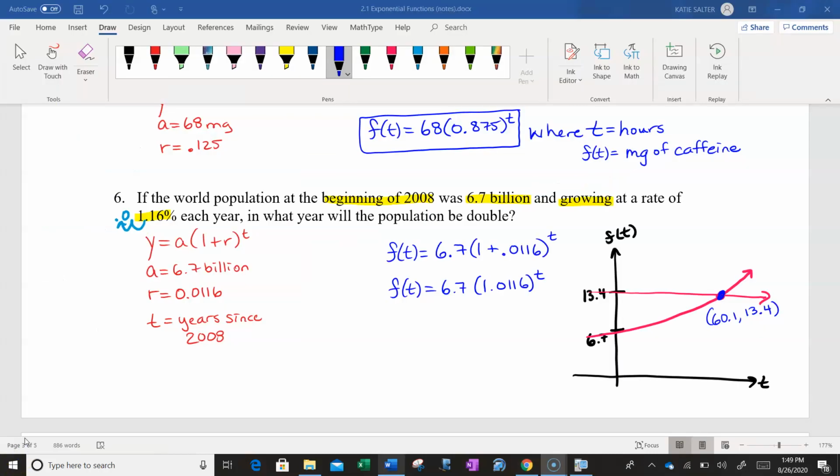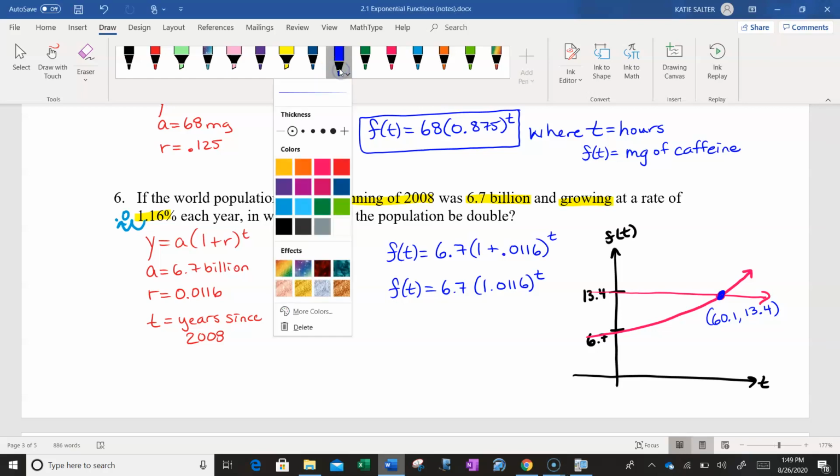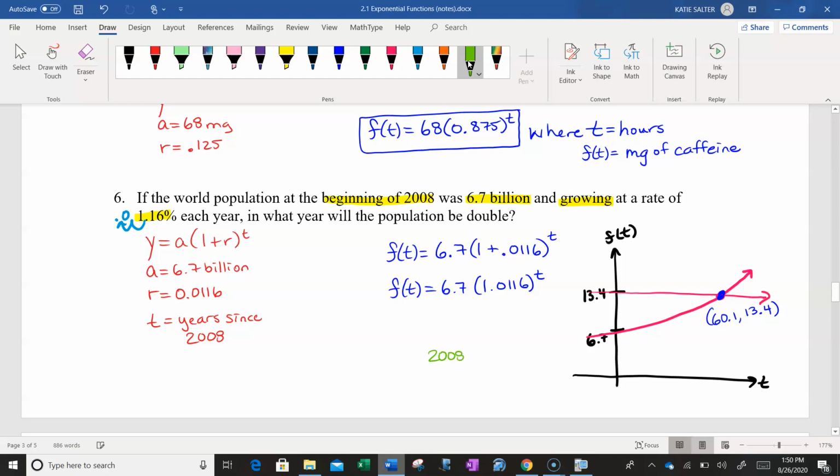Okay, so since this was the year 2008, to answer this part of the question, we're going to have to take 2008, add 60.1 to it, which brings us to 2068.1. But we know if it's 0.1, it's still within that year. So to answer this question, we would say sometime in the year 2068. Now, of course, we know that's only if it was to continue at that constant percent rate, which in reality is probably not correct.